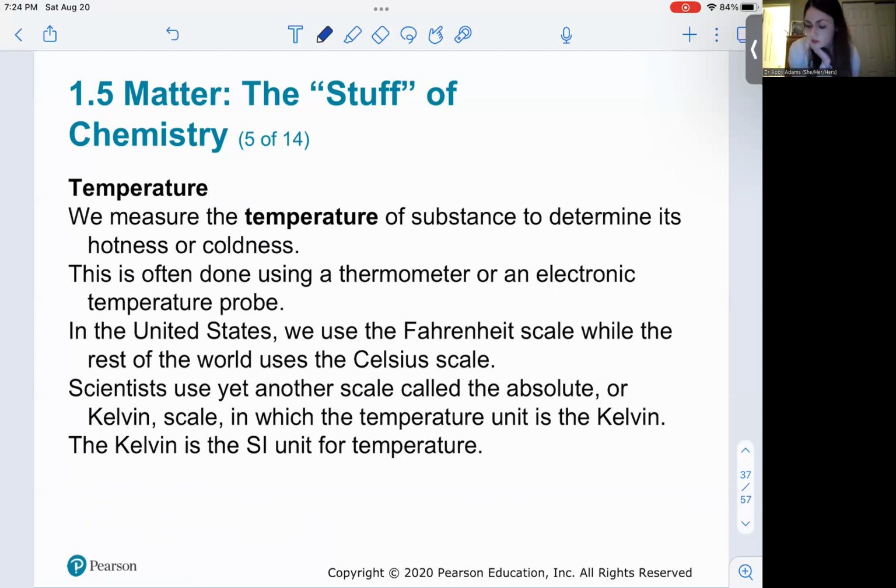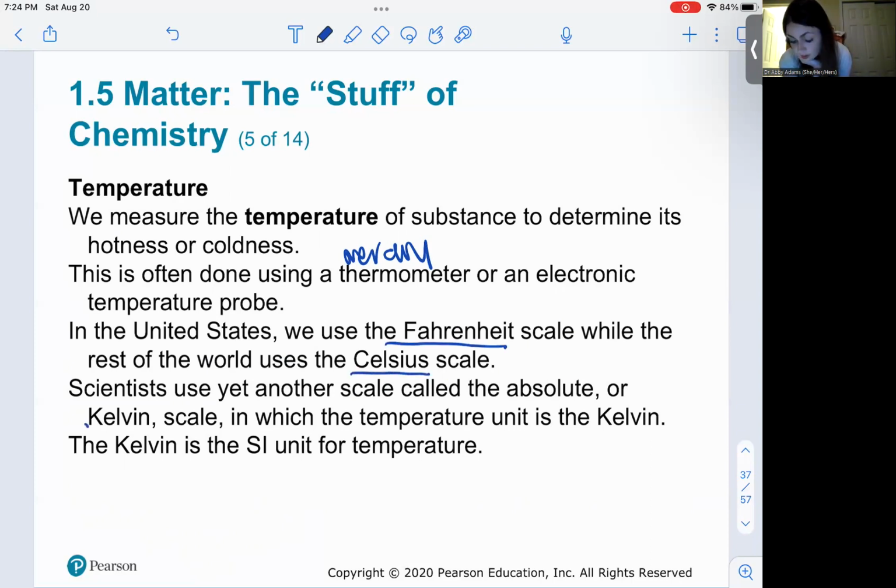All right, so we measure temperature with what? And you know that that determines the degree of hotness or coldness. Notice I said degree, so we're going to talk about degrees. And we measure this with a thermometer. There used to be mercury-based thermometers. There's electronic temperature probes. We're all very familiar with thermometers, especially in the past few years. In the United States, we use Fahrenheit. The rest of the world uses Celsius. And there's more than that.